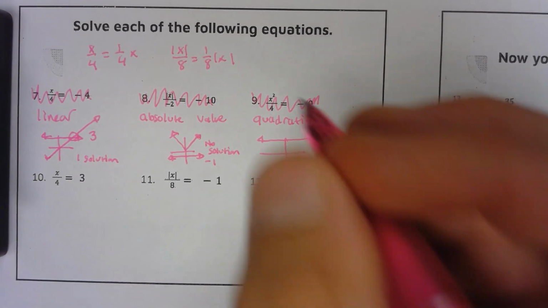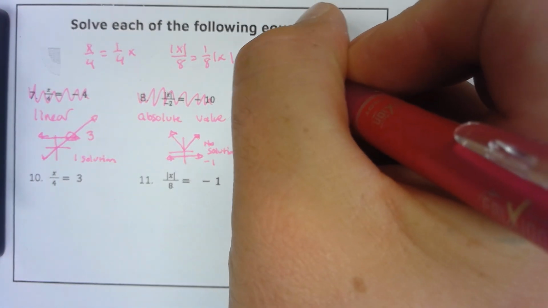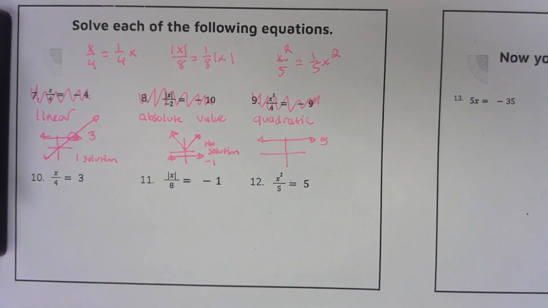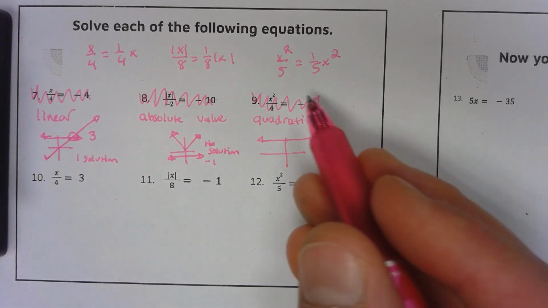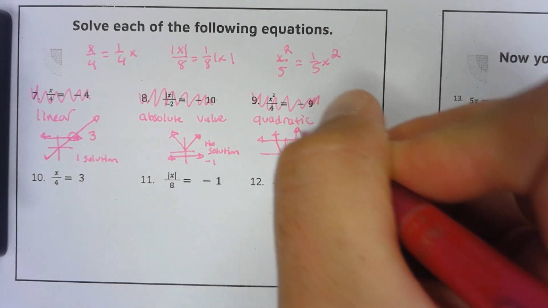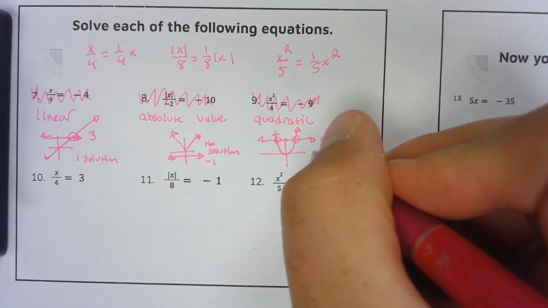And then quadratic, when you see x squared divided by 5, that really means 1/5 times x squared. So that is going to open up, vertex at (0, 0). And once again, we're expecting 2 solutions.